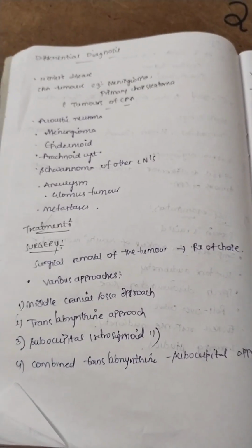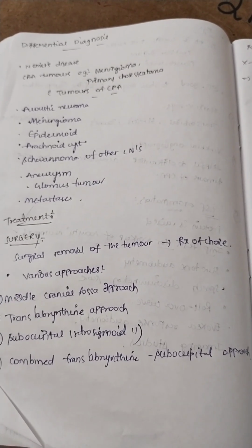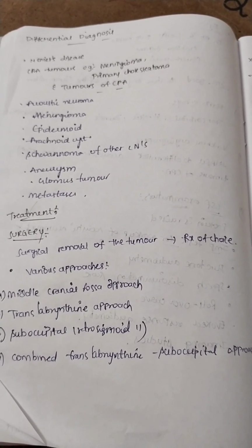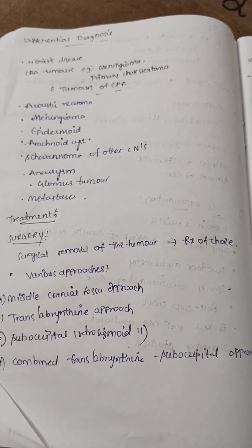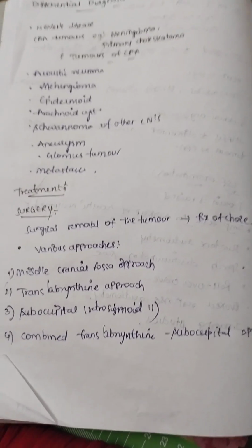Then differential diagnosis: you should differentiate acoustic neuroma from meningioma, epidermoid cyst, primary cholesteatoma, arachnoid cyst, schwannoma of other cranial nerves, aneurysm, glomus tumor, and some other metastases.